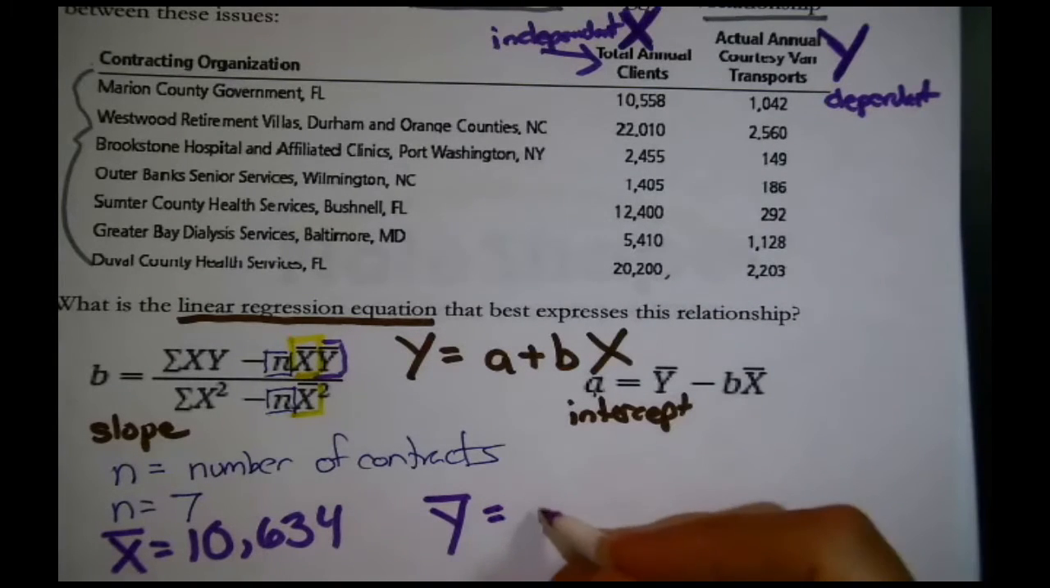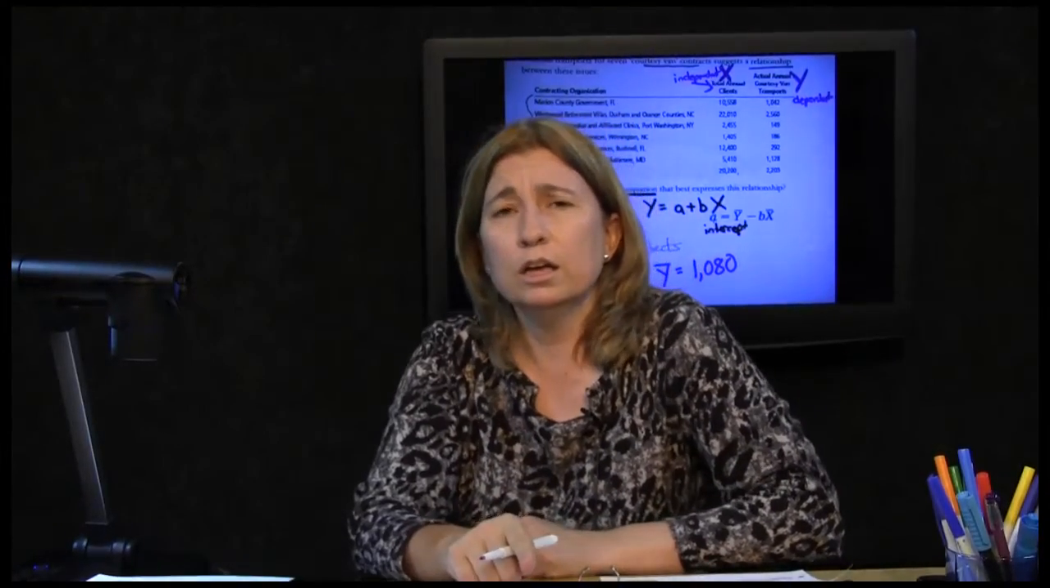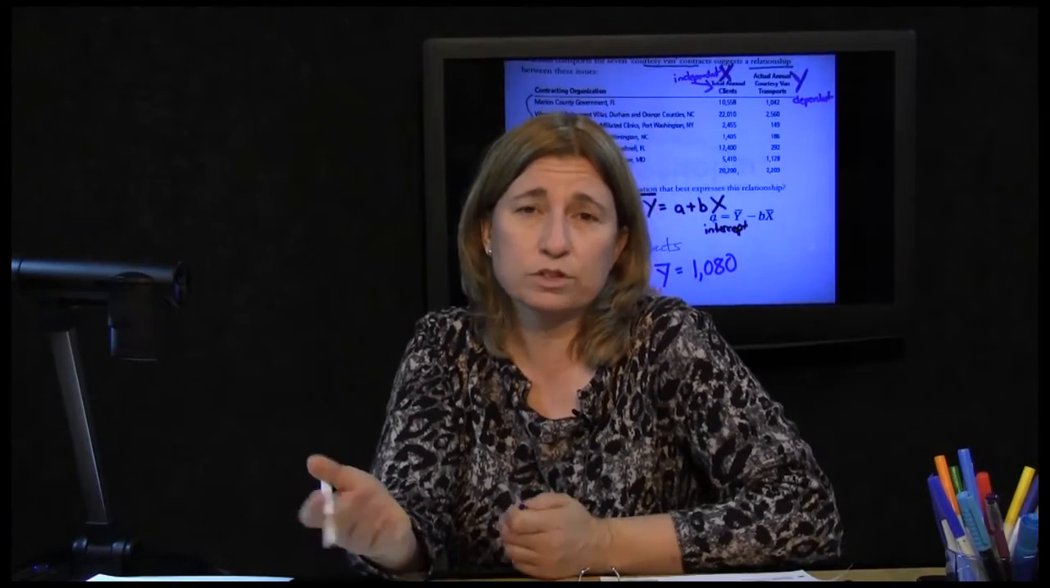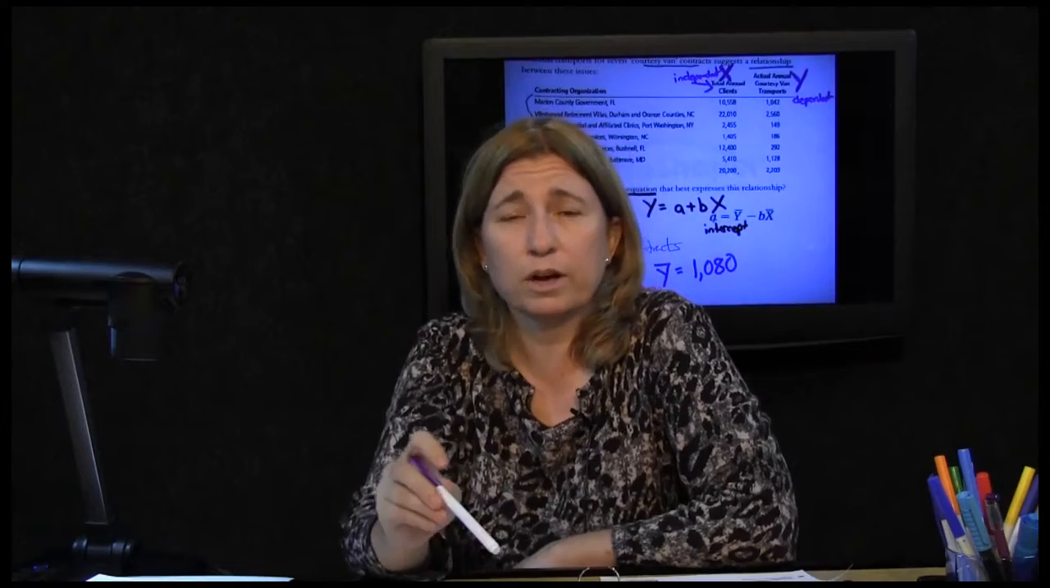I get that the average number of van transports, so talking about Y, is 1,080. Oh, all right, so we have these numbers as puzzle pieces, like I said, and they have some intuition. What is X? X is the average number of clients served by a contract in this past data.